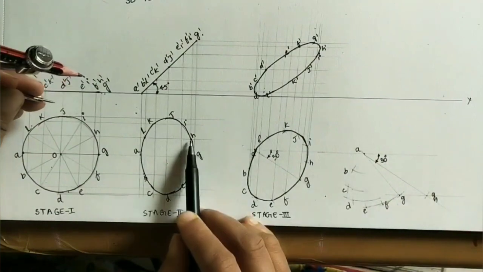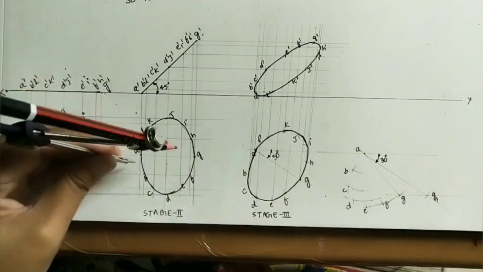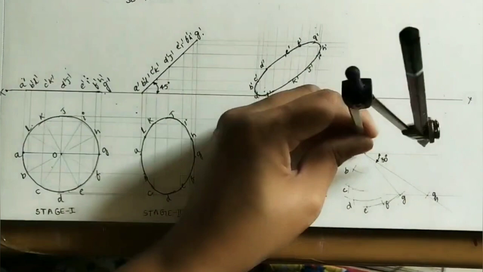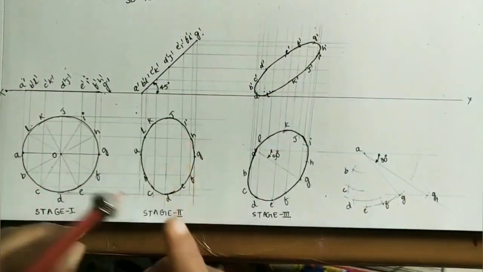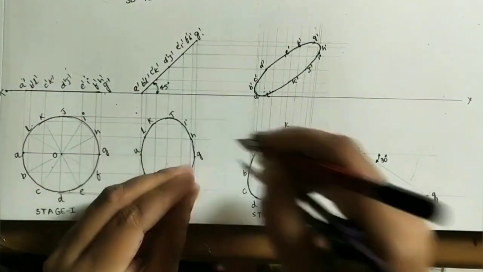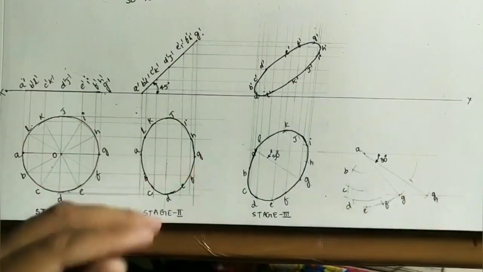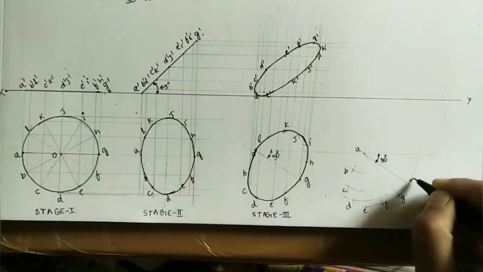Okay. Now take the next point, G we have already marked, take H point. Take AH length, A as center, do an arc here. Take GH length, G as center, cut this arc. Take the intersection point as H here.